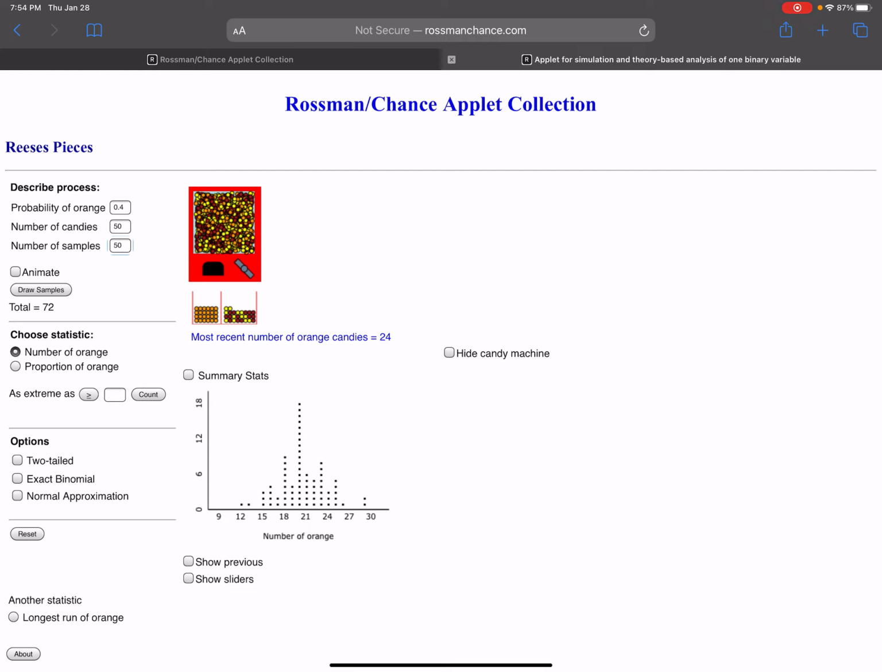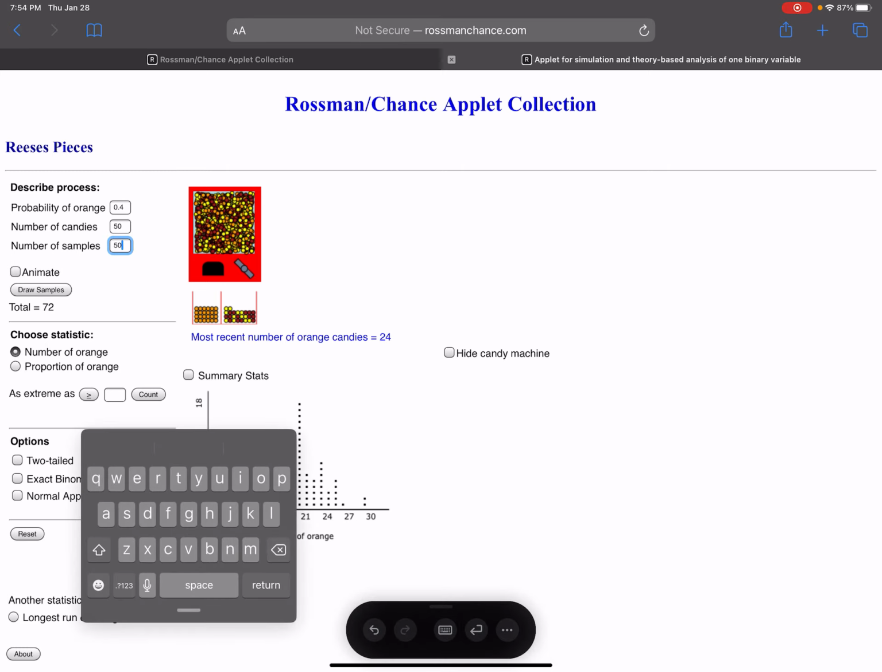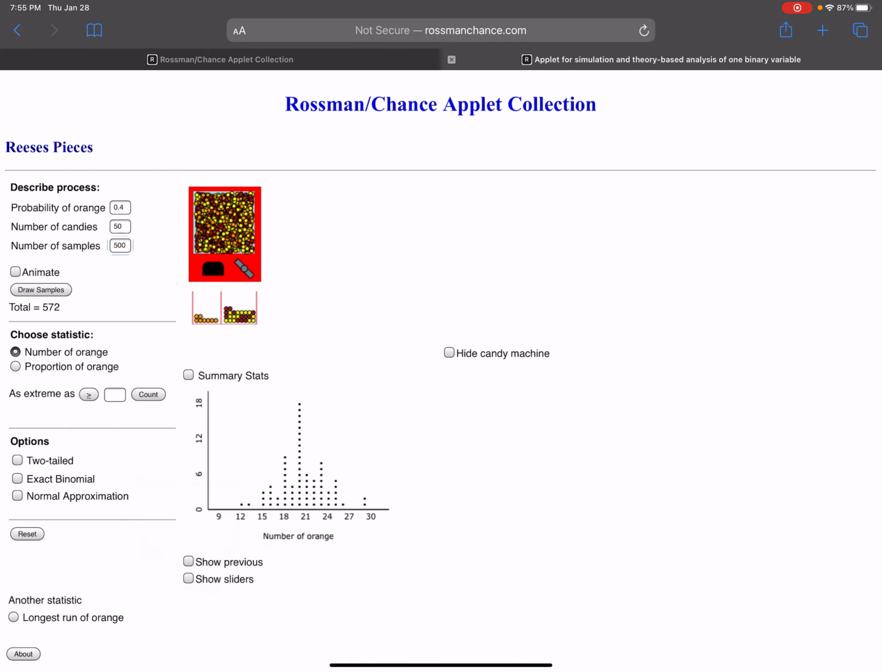Now we're going to do this again. Now let's take 500. We're going to jump a lot. Now look what happens. I get a nice, beautiful, symmetric distribution. Pretty normal, right? And when I say normal, I mean normal as in symmetric, bell-shaped, unimodal. So this is taking on a normal shape.